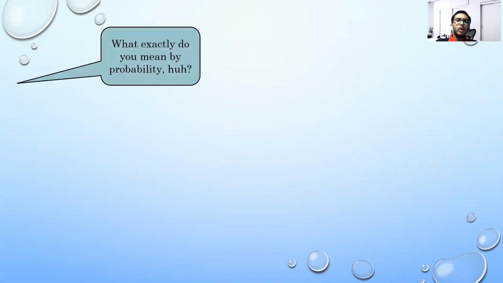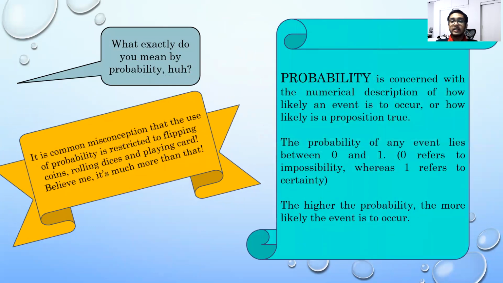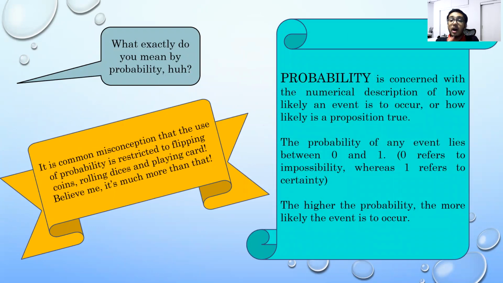So first of all, what exactly do you mean by probability? Probability is concerned with the numerical description of how likely an event is to occur, or how likely a proposition is true. It's a number between 0 and 1, where 0 indicates impossibility, that the event's never going to happen, and 1 refers to certainty, the event will always happen. The higher the probability, the more likely the event is to occur.